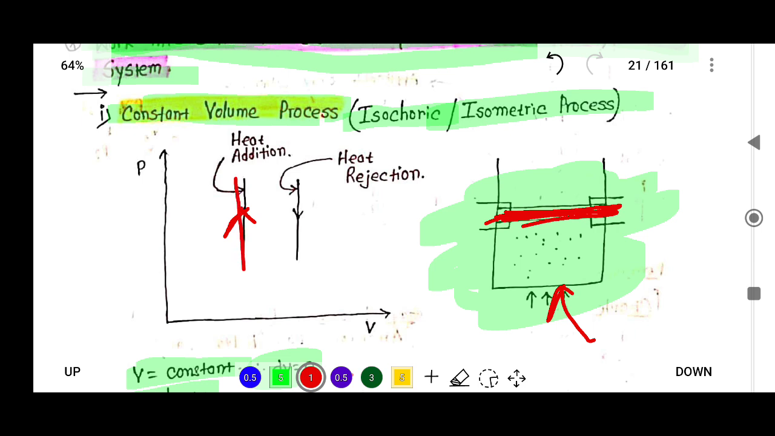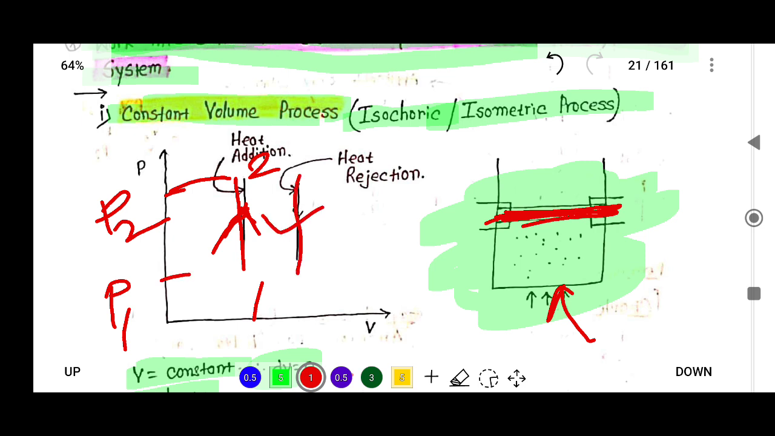So first draw the vertical line, and if the heat arrow is upside, then it is a heat addition process, because you can see that the pressure increases. Suppose this is state 2 and this is state 1, so P2 is higher than P1, that means pressure increases. And if the arrow is in the downside direction, that means it is a heat rejection process.